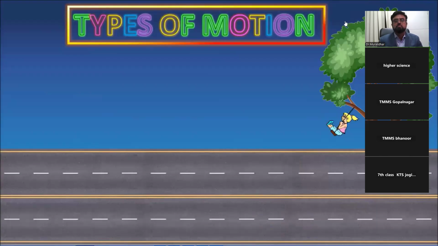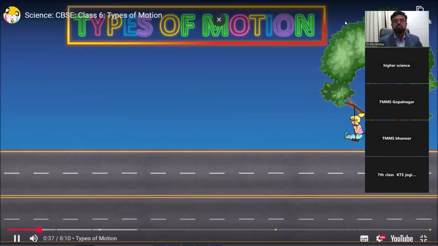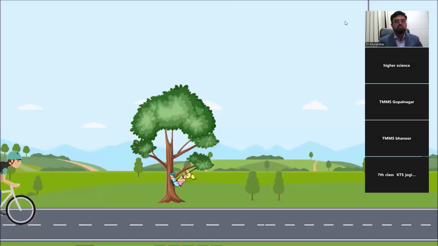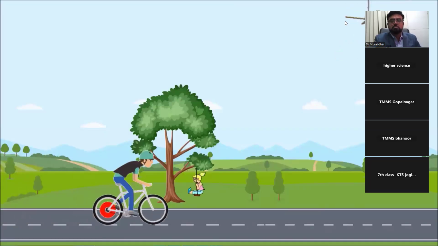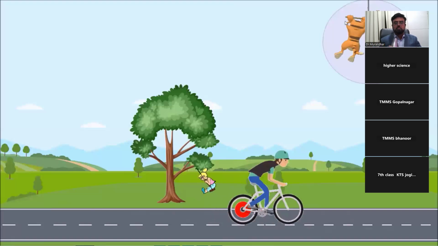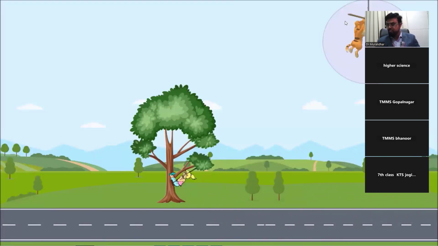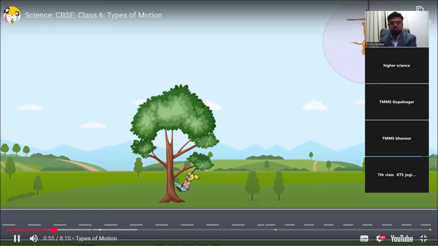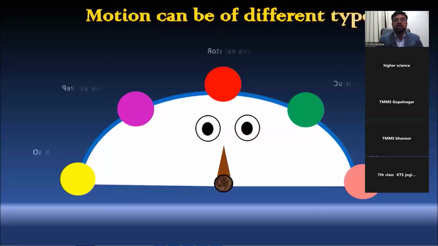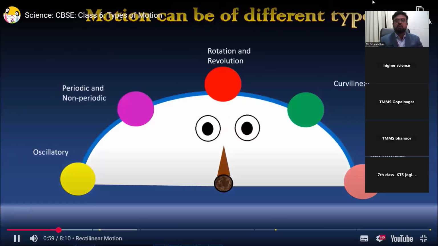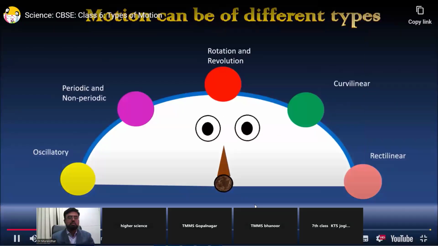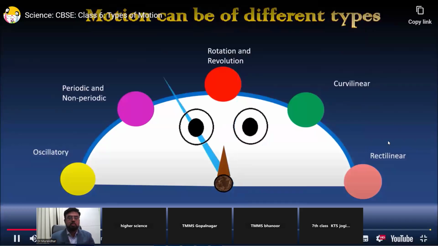But we can see there is some difference in their motion. The cyclist is moving nearly along a straight line. The blades of the fan are going round and round about its central rod. And the child? The child is swinging to and fro in a regular manner. We thus realize that motion can be of different types. So what are the types?